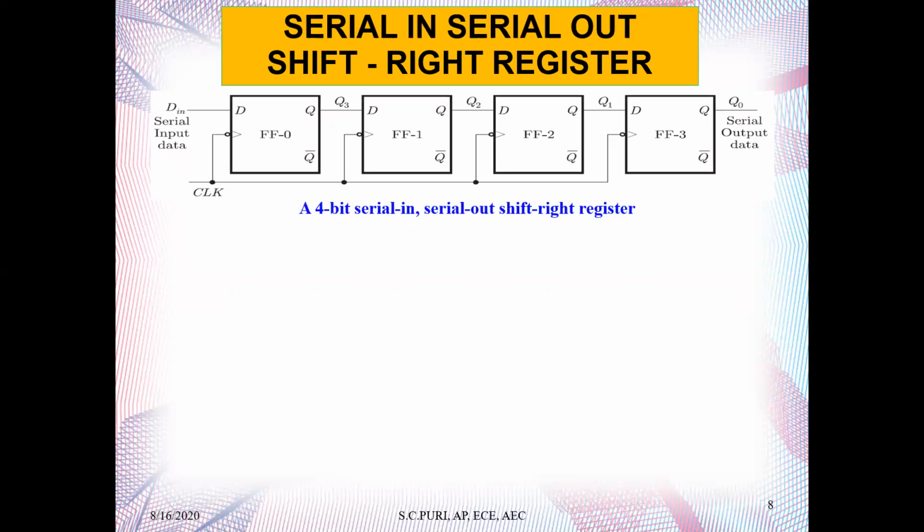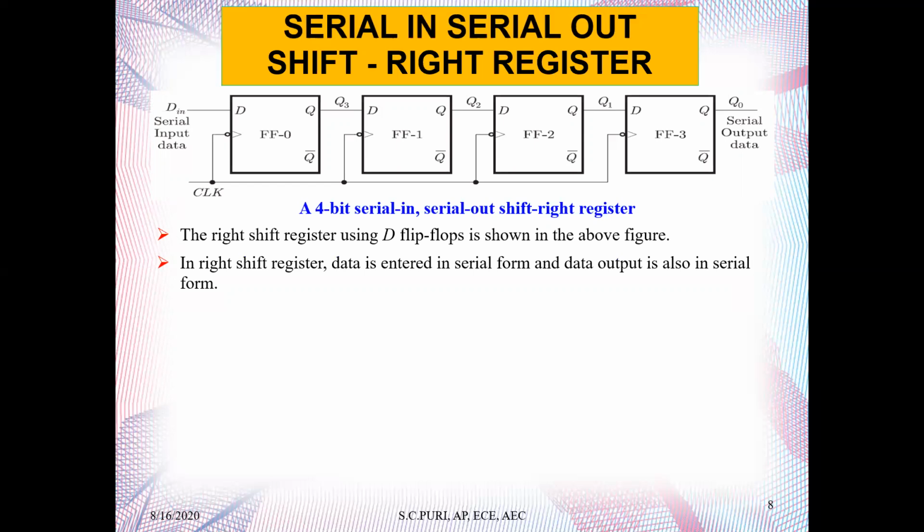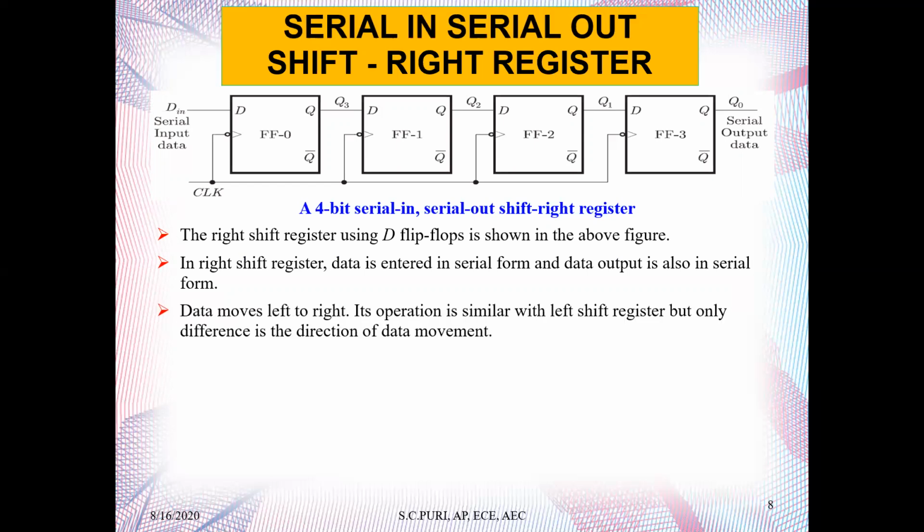Now this is a 4-bit serial in, serial out shift right register. The right shift register using D flip flop is shown in the above figure. In a right shift register, data is entered in serial form and data output is also in serial form. Data moves from left to right. Its operation is similar to the left shift register, but the only difference is the direction of data movement.